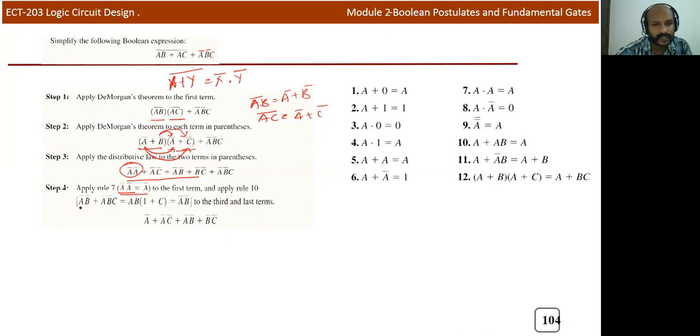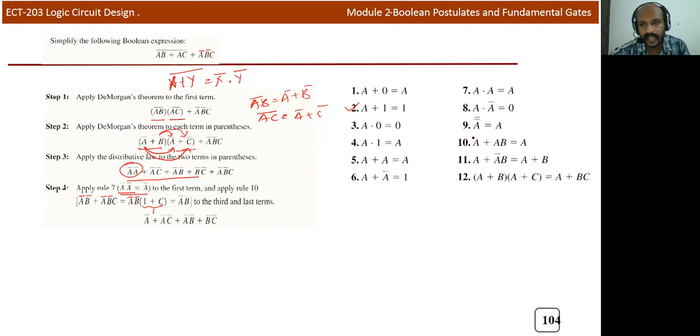Here you can see another expression which is written as a bar b bar plus a bar b bar c. Actually if you take a bar b bar common, the remaining term is 1 plus c, which is equal to 1, something similar to rule 2. So instead of this 1 plus c you can write 1, so it's simply a bar b bar. Or in other words, you can think about rule 10.